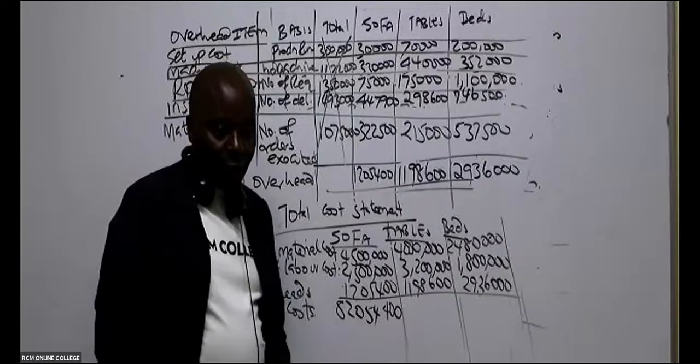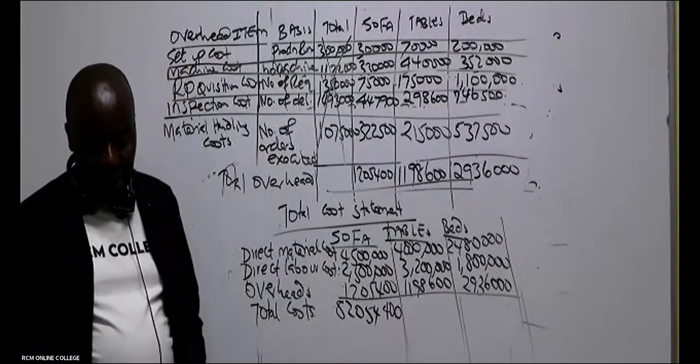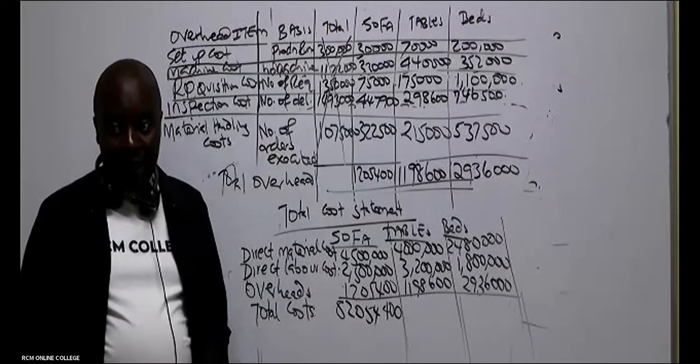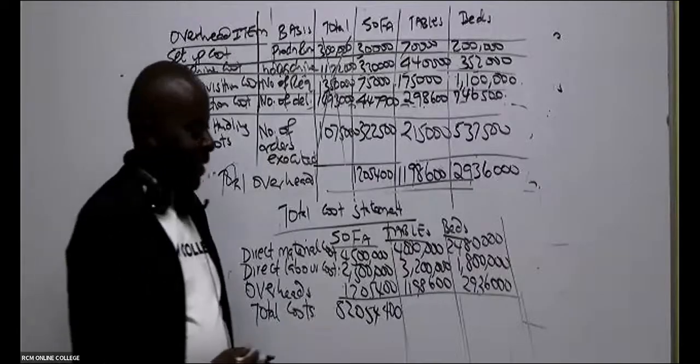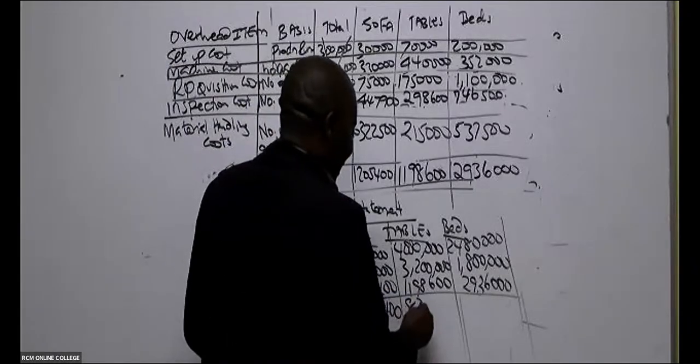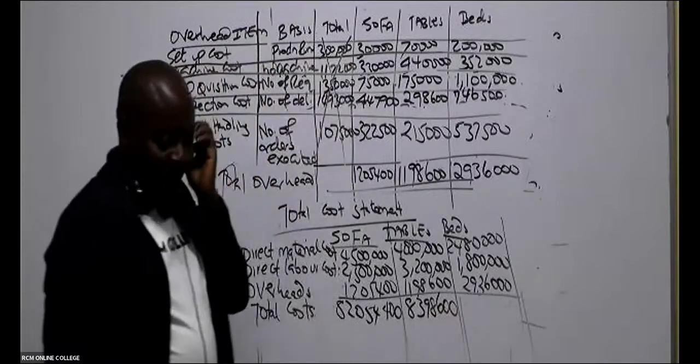You give us an answer, and your answer will be correct. 83? 83,98,600. Then beds.